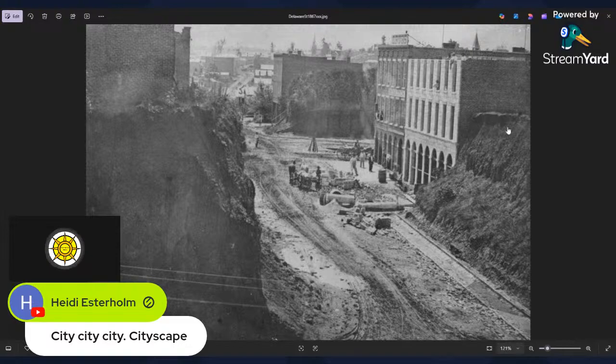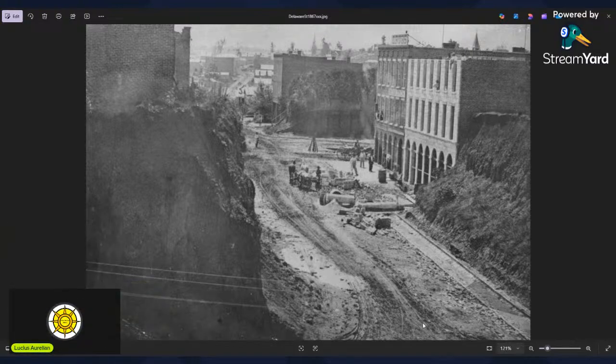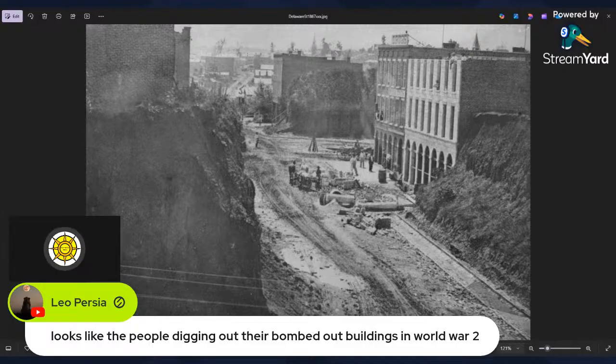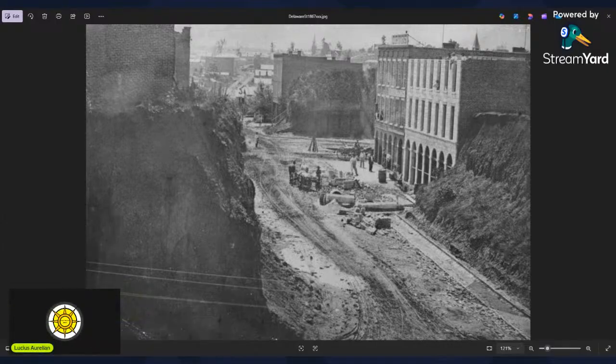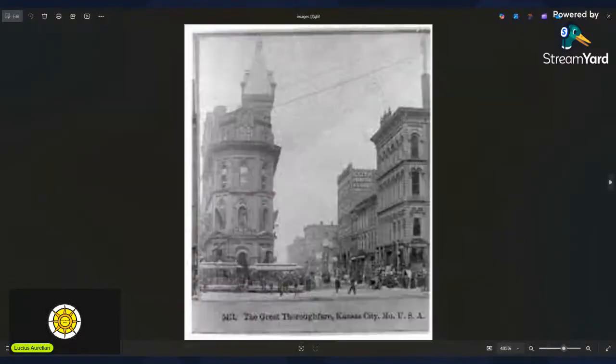Yeah, there you go, Heidi. City, city, cityscape, as though it was already there. Leo, looks like the people digging out their bombed out buildings in World War II. It does have a similarity to that, doesn't it, Leo? Very, very interesting. Sean with a good comment here. Volcanic ash becomes mud. Yes. What exactly is volcanic ash and when do we see it? I'm not really sure. But we have many well-documented volcanic eruptions. So again, make of it what you will.